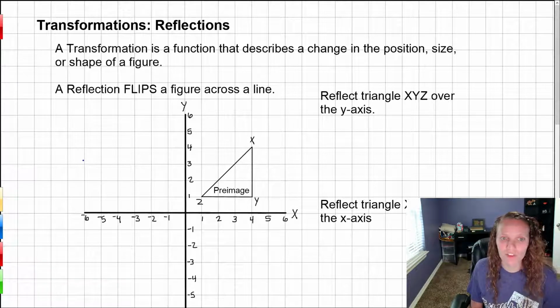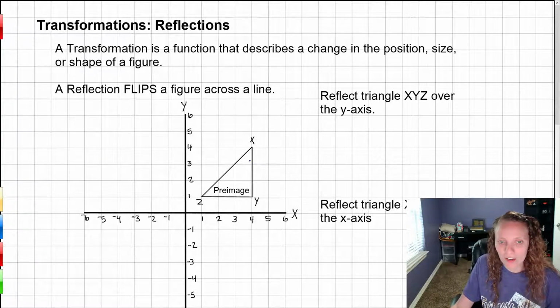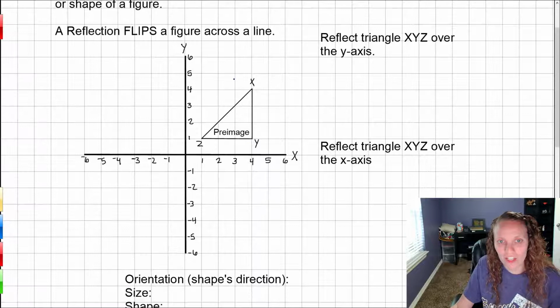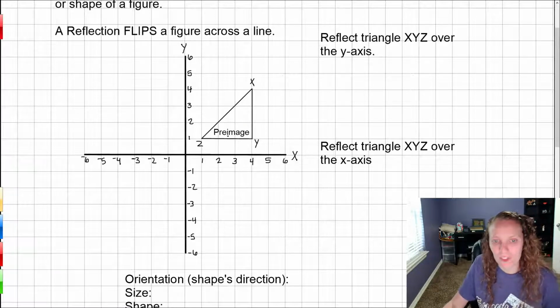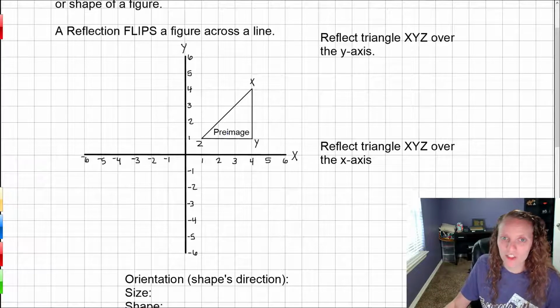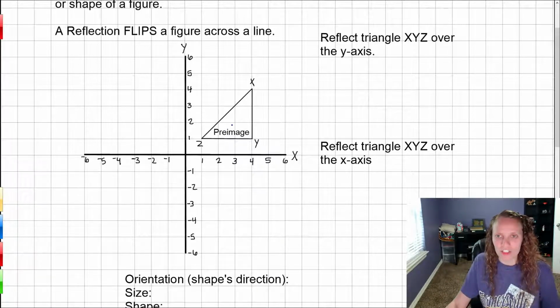Today we're going to look at a reflection. A reflection flips a figure across a line, and in this case our line will either be the y-axis or the x-axis. And also recall that the shape that we see is called the pre-image, and the pre-image here is before the image is moved. So the pre-image is like the starting position, and when we reflect this triangle over the x-axis or the y-axis, that new triangle is going to be called the image. So let's look at this first one.